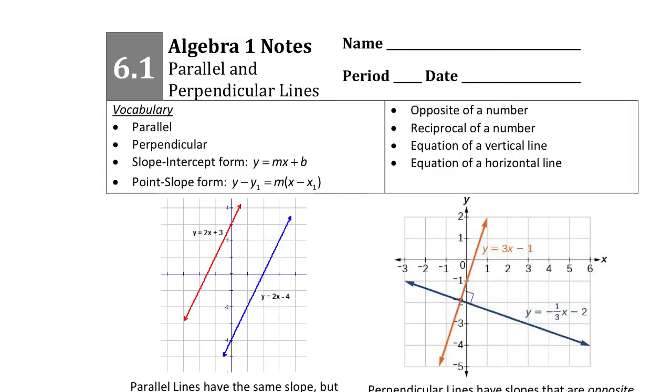We've got a lot of new vocabulary to cover for this unit and this lesson. So take a moment to read through these terms, but also notice that we're going to bring back our slope-intercept form and our point-slope form of a line. And we've got some new terms over here. So take a minute to read through those.